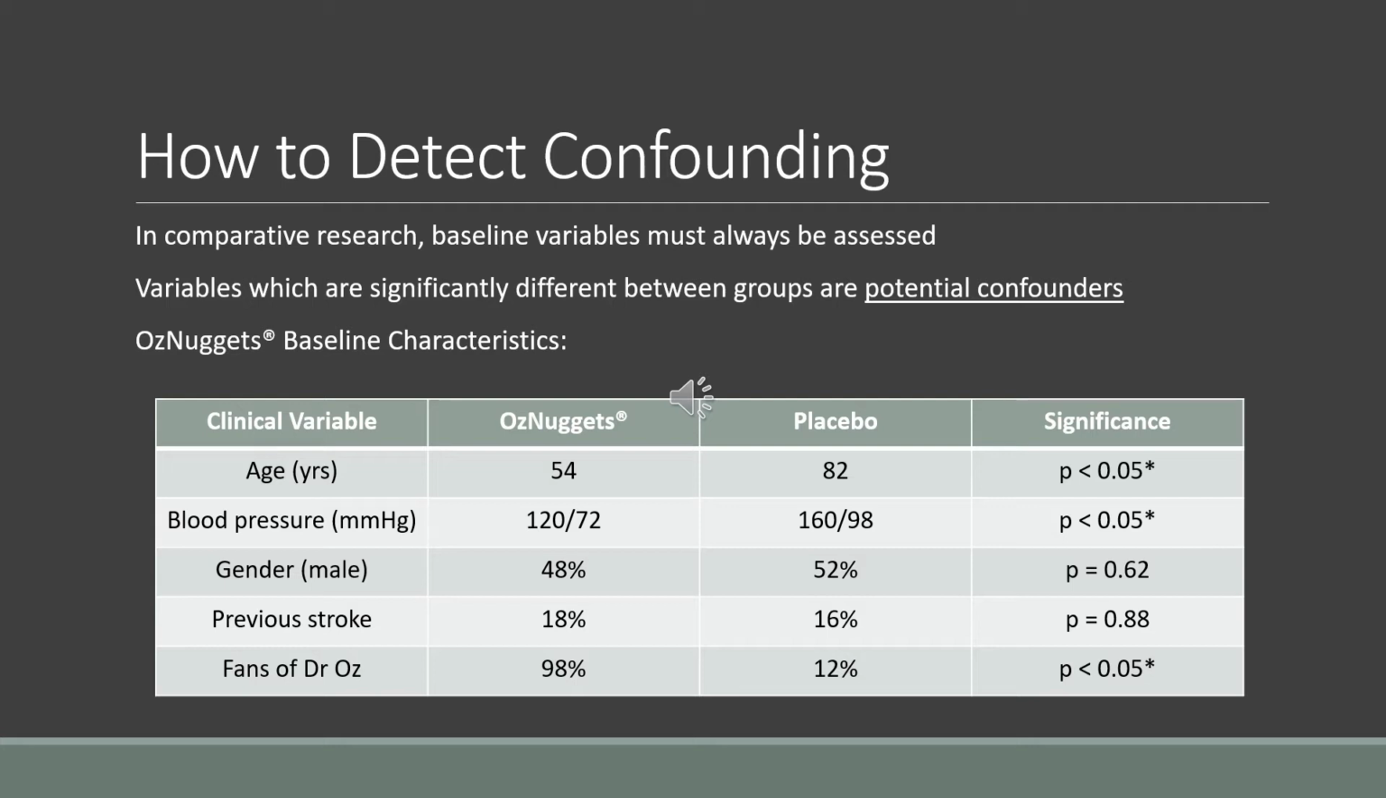That could be associated with an outcome of heart attack. Age can be associated with the outcome of heart attack. And the third variable that's significantly different is being a fan of Dr. Oz. So this probably doesn't have anything to do with the outcome of potentially having a heart attack, just being a fan of a particular TV show. So in that case, that variable is probably not a confounder because it's not associated with the outcome.